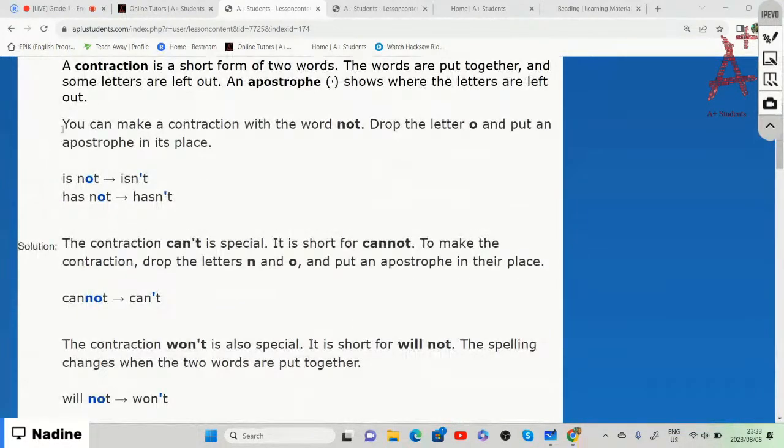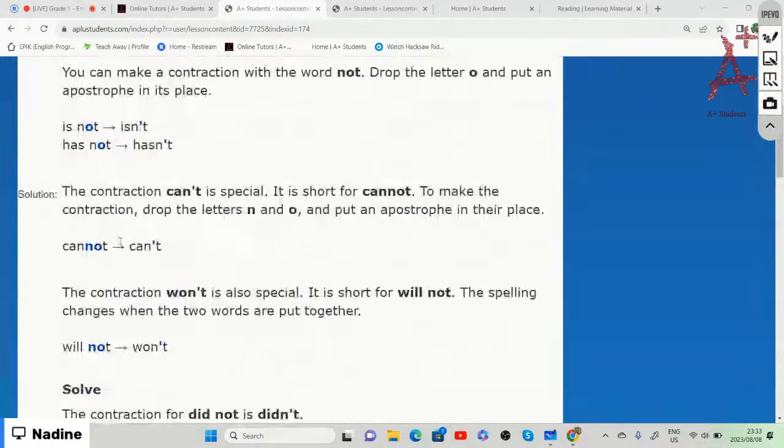So that is with the word not. We said that you can make a contraction with the word not by dropping the letter O and putting an apostrophe in its place. But now the contraction can't is special. So can't is very special.